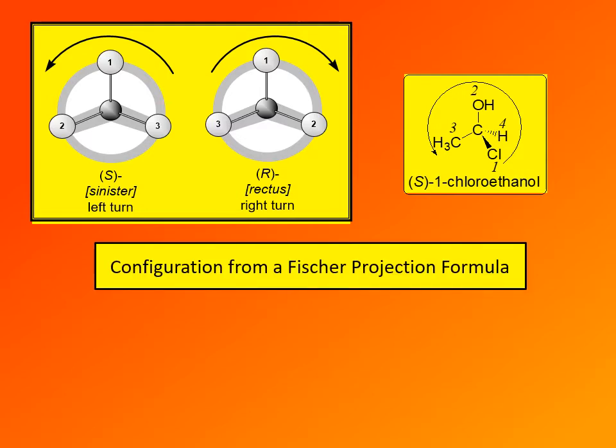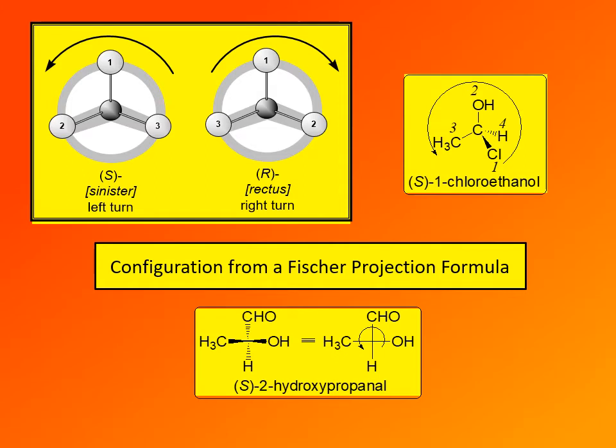If we have a Fischer projection formula, then, as you know, vertical bonds in a Fischer projection formula point away from the viewer. So the lowest priority substituent has to be on a vertical bond. And as long as it's on a vertical bond, then we can ignore it. So in this case, you can determine priorities yourself. Oxygen has priority 1. The carbon that has the carbonyl group CHO attached to it has priority 2, and the methyl group priority 3. So that's a counterclockwise array. So this is (S)-2-hydroxypropanal. At this time, you don't know how to name aldehydes, so you wouldn't know that this is propanal, but you should be able now to designate this as the S enantiomer.